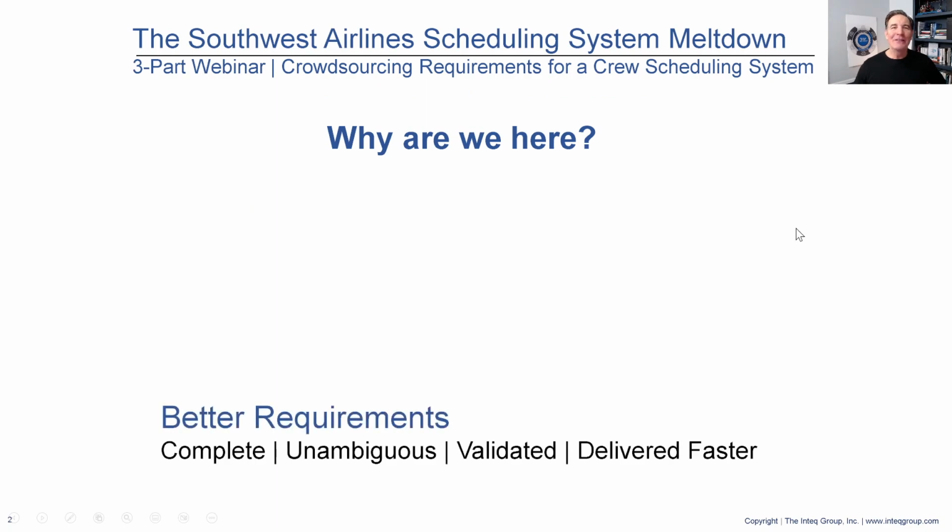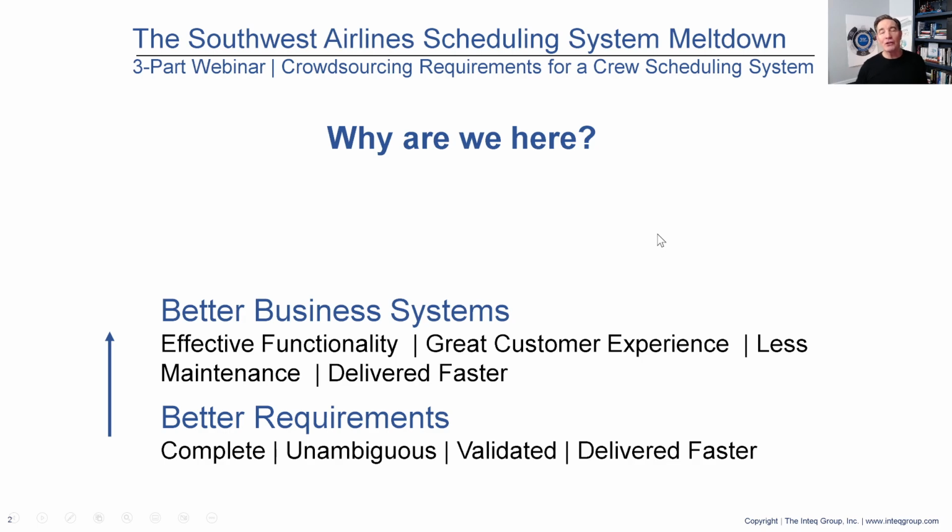Here we go. So the why are we here question. Part 1, 2, and 3, I always start with that. Better requirements, right? That's what we do as business analysts. A big part of our job is to identify, analyze, and specify requirements, but we want great requirements: complete, unambiguous, fully validated requirements. Now, why is that important? Because great business requirements enable the technical side to build great business systems. We want effective functionality, great customer experiences, less maintenance, delivered faster, all these kinds of things.